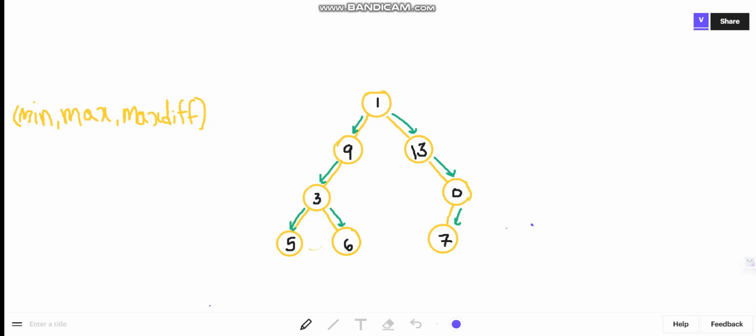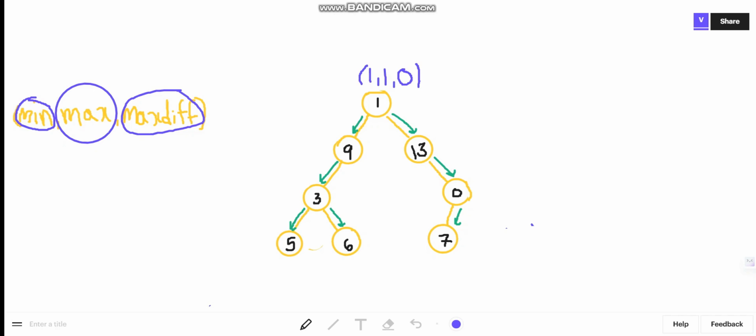Okay, so we need to consider three parameters here. First is the minimum value until now, then the maximum value until now, and the maximum difference we obtained until now. Currently for 1 we do not have any ancestors, right? So the minimum value till now will be 1. The maximum will also be 1, and there are no ancestors, so let us take the difference as 0.